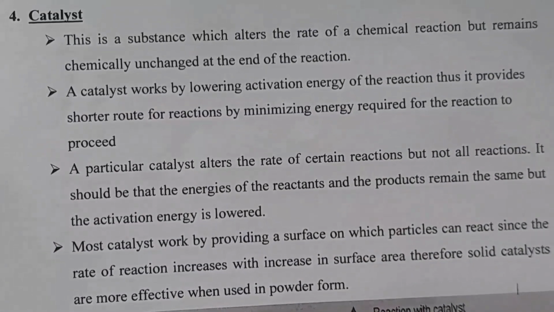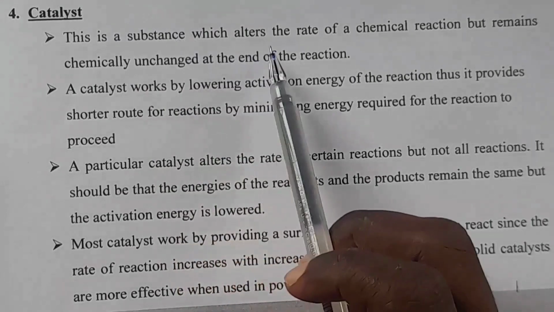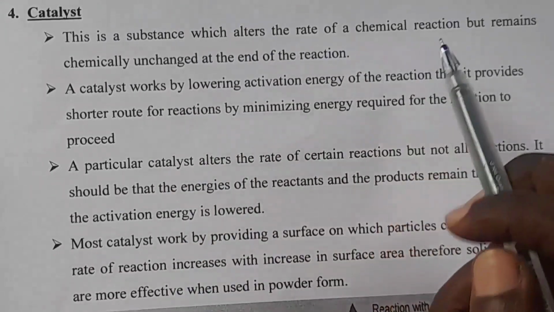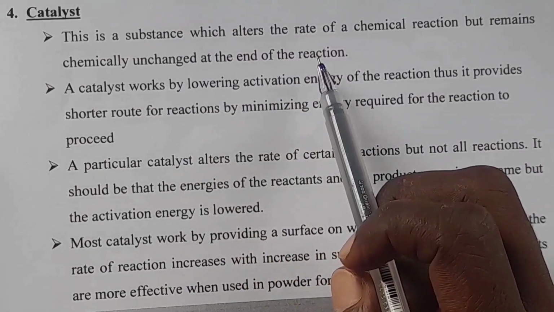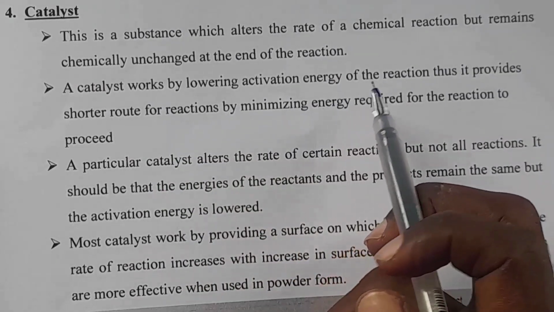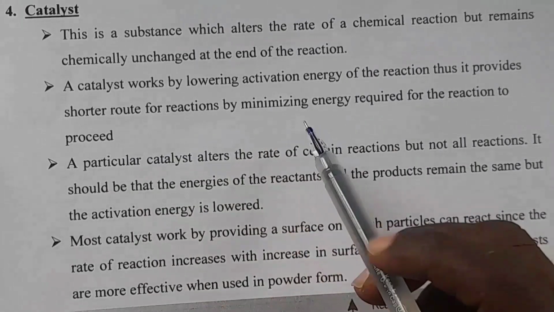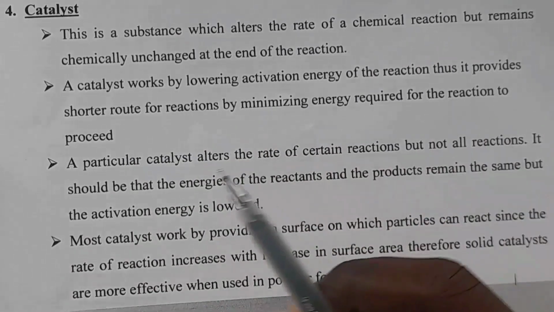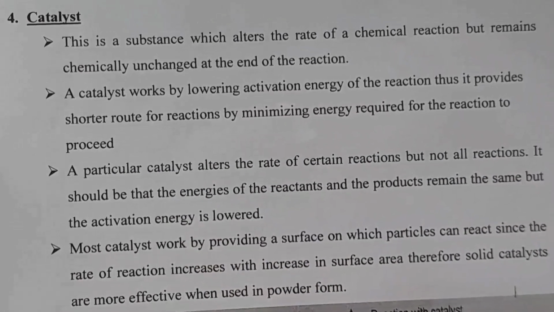Okay, we go. The fourth factor that affects the rate of reaction is catalyst. So what is a catalyst? A catalyst is a substance which alters the rate of a chemical reaction but remains chemically unchanged at the end of the reaction. A catalyst works by lowering the activation energy of the reaction, thus it provides a shorter route for reactions by minimizing the energy required for the reaction to proceed. It lowers the activation energy.